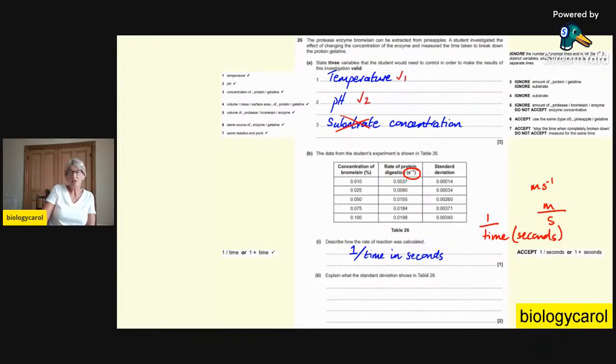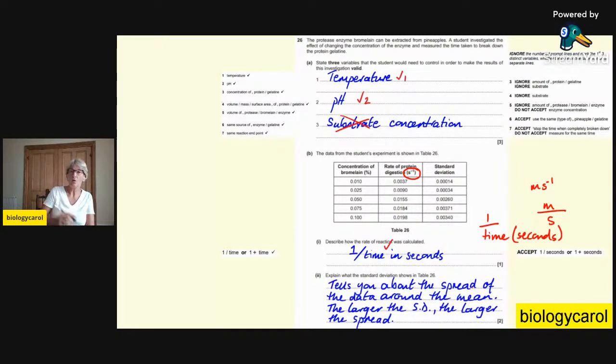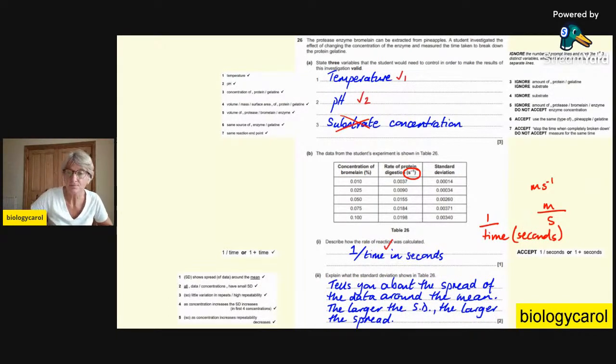Explain what the standard deviation shows in table 20. So here I just wrote my definition of standard deviation. Standard deviation tells you about the spread about the mean. The higher the number, the larger the spread about the mean. Here's the mark scheme. Got the first mark.